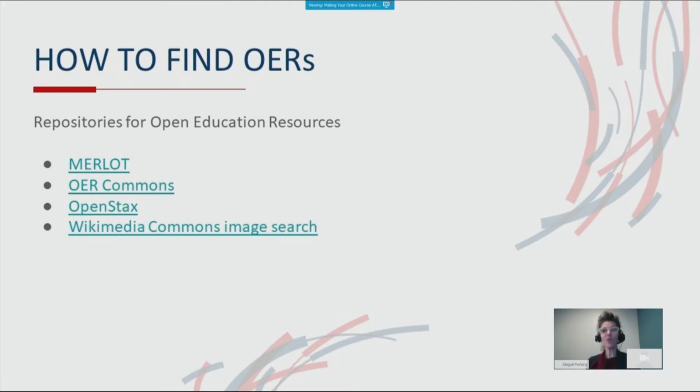OERs. OpenStax is the example that we showed in the 5-step adoption guide. OpenStax has physics, anatomy and physiology, chemistry, biology, astronomy, and they are renowned, peer-reviewed. Again, I highly recommend OpenStax.